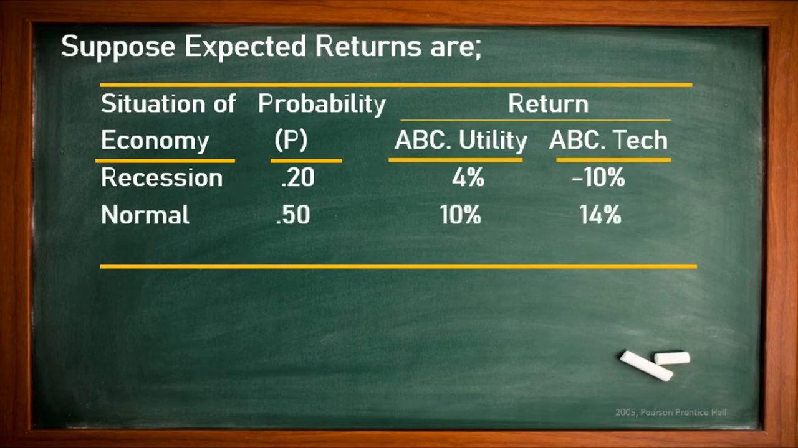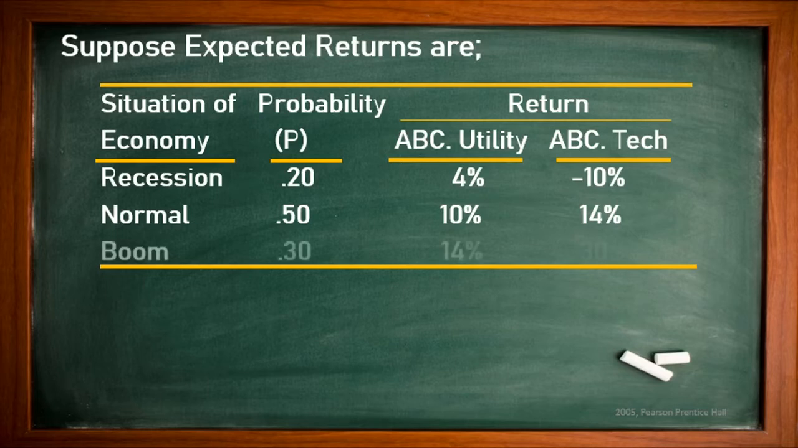Normal situation, suppose the probability is 50%, because most of the time the business situation is normal. So we can say that ABC Utility company will give you 10% return, but the technology company will give you a better return like 14% because they are investing in a better way. And when you are going to invest, you will be attracted by the new products and you will buy the products. At that time the price is also high for that product and the return would be high for the investors.